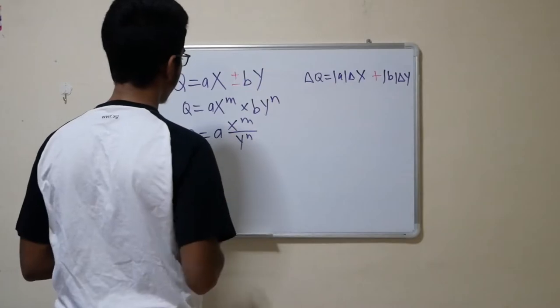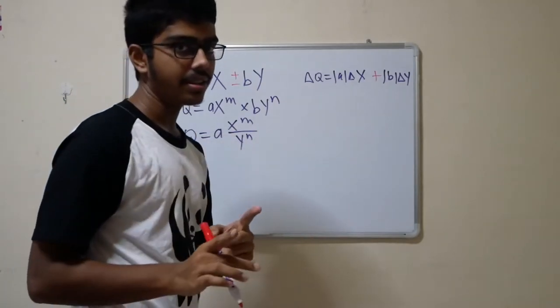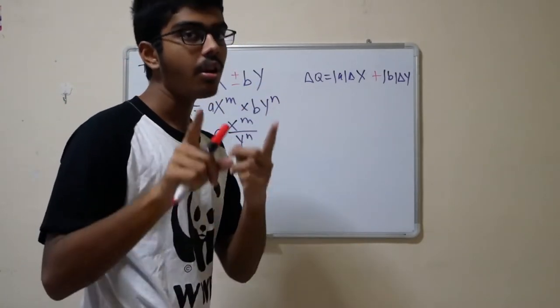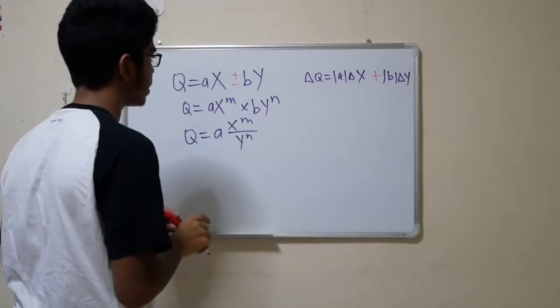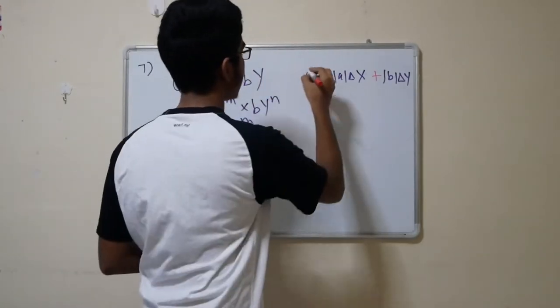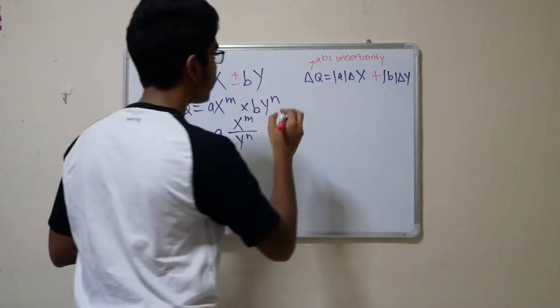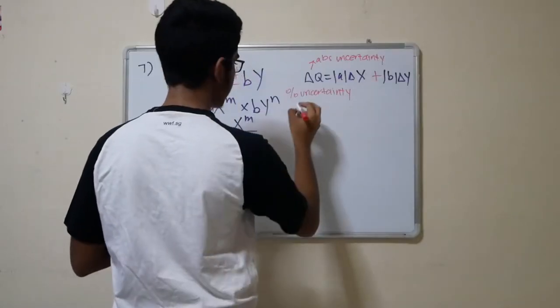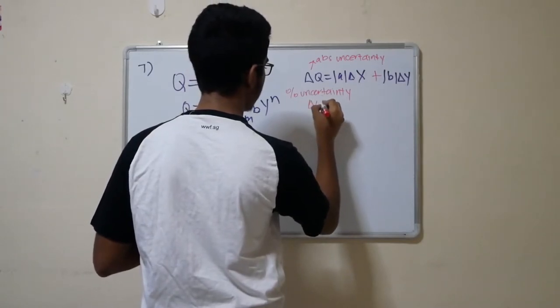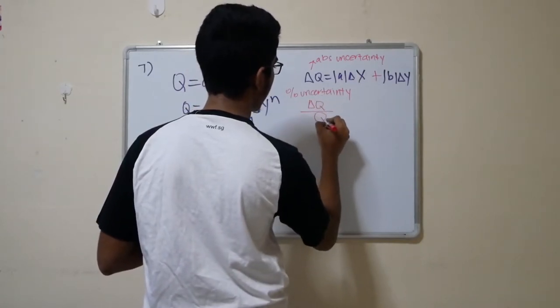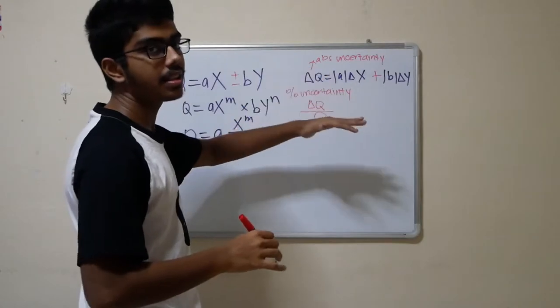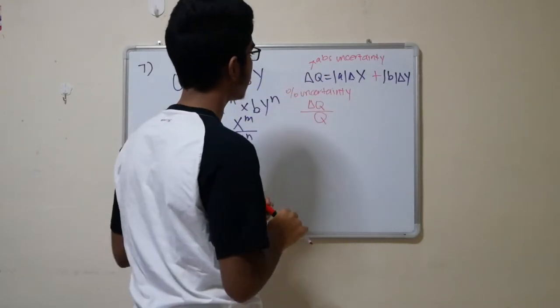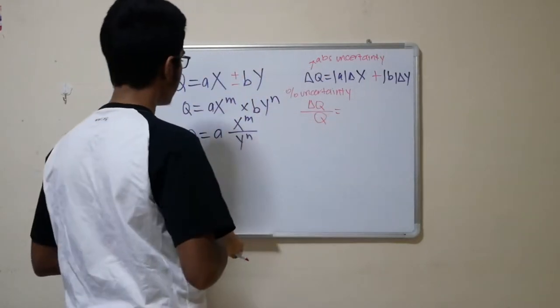Now this one, how do you find not the uncertainty, okay? The percentage or the fractional uncertainty. This is the absolute uncertainty. For this one, you're finding the percentage uncertainty. Percentage uncertainty is expressed as del Q divided by Q because it's a division of the original number. Now, how do you calculate this?